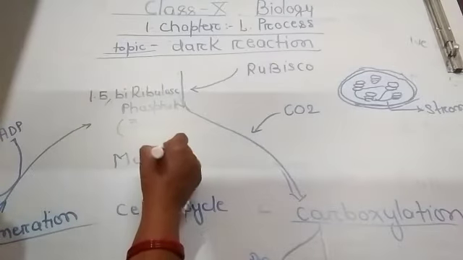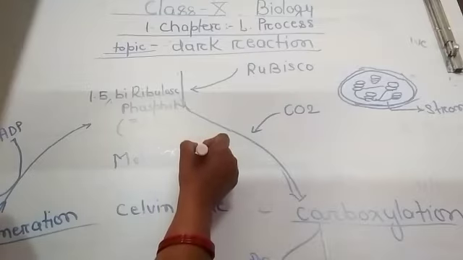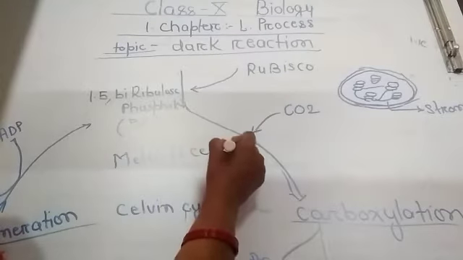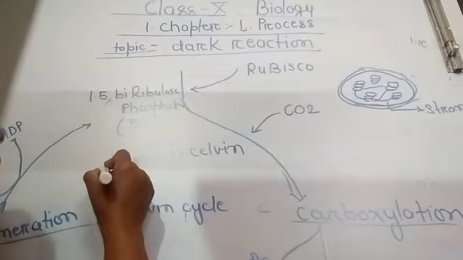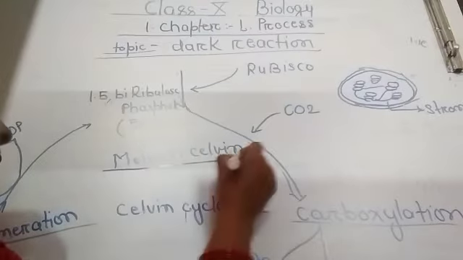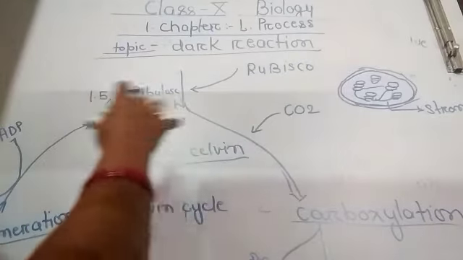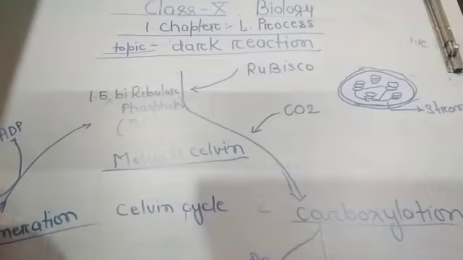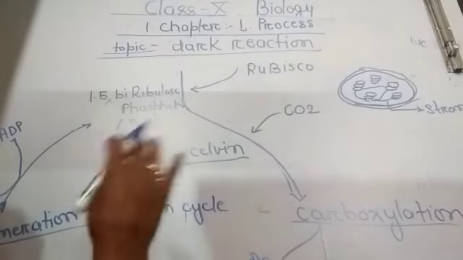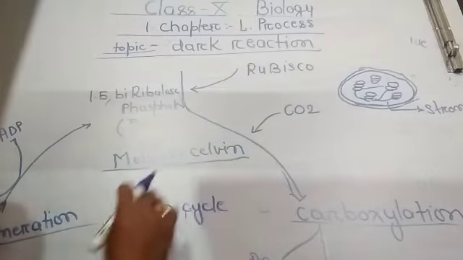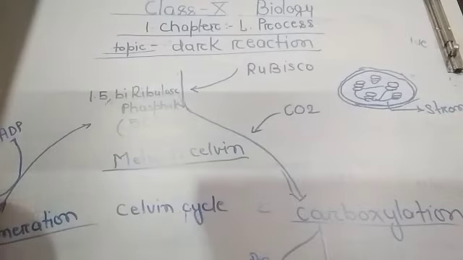Melvin Calvin was the scientist who first detected the dark reaction which occurs in the stroma. Therefore, in honor of Melvin Calvin, it is called the Calvin cycle.